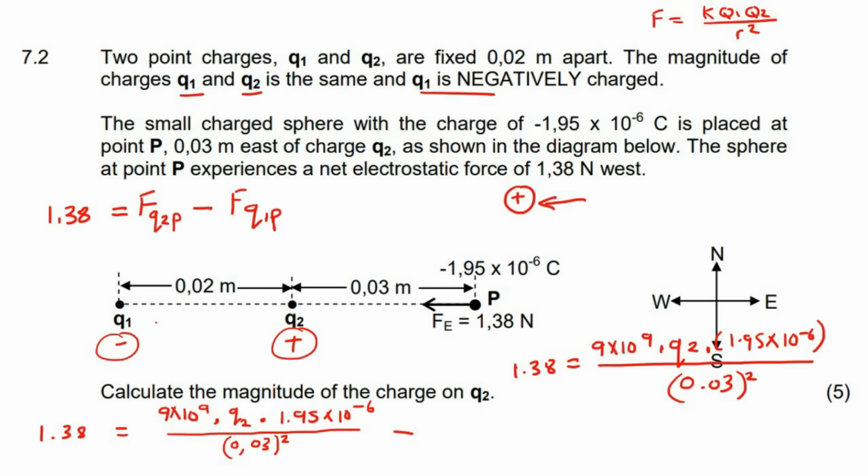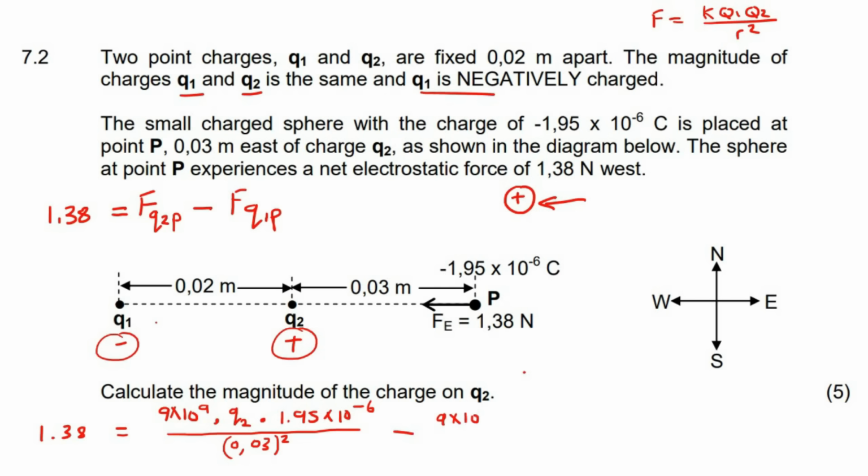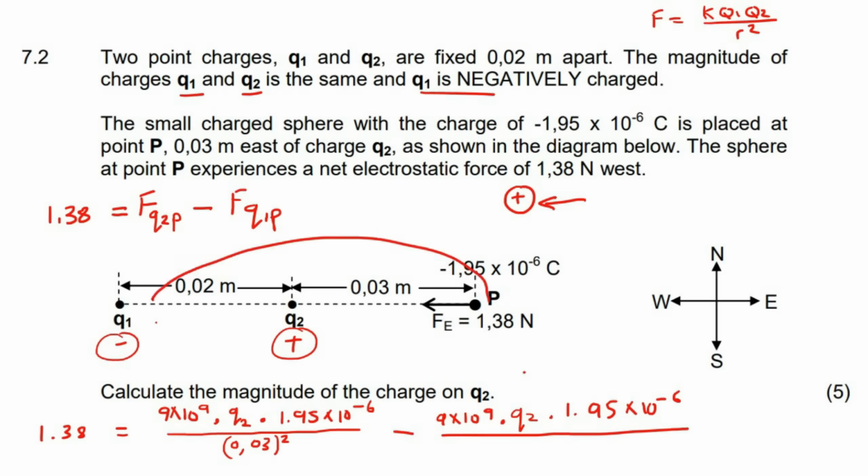Okay, and then we're going to say minus. Now I'm going to fill in Q1. So that's going to be 9 times 10 to the 9 multiplied by... Now Q1 and Q2 are the same. Yes, the one's negative and the one's positive, but we've already taken that into account. So I'm not going to put a Q1 here, because then I've got two unknowns, Q2 and Q1. So I'm actually just going to call this one Q2 as well, because it's the same size. Let's just write that a bit better, Q2. And then this charge is also going to be 1.95 times 10 to the minus 6. And then the distance between, now be careful, the distance between P and Q1 is going to be 0.05 squared.